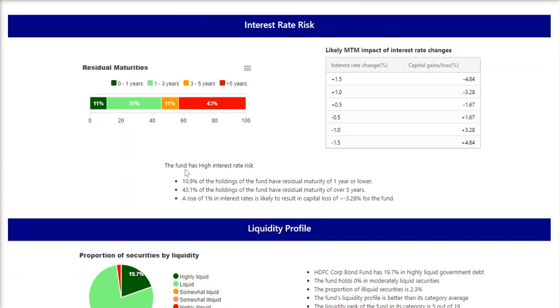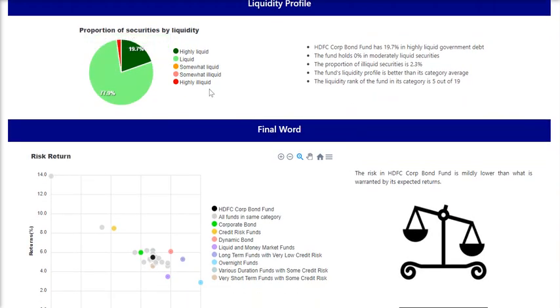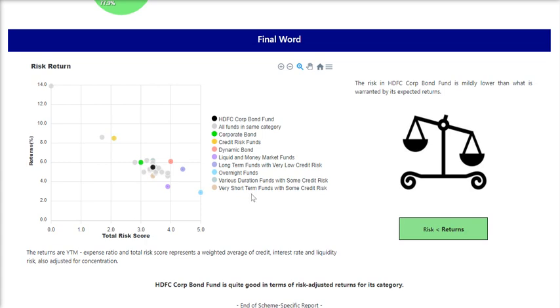Interest rate risk here is shown as 43% being more than 5 years maturity, so fairly high interest rate risk, quantified at 3.28% loss in case of a 1% yield rise. Liquidity profile shown here. This fund seems to have highly liquid or liquid securities and only a small proportion of highly illiquid securities. Final word, which is essentially the verdict of the system for HDFC Corporate Bond Fund.